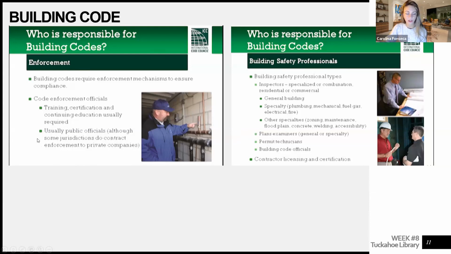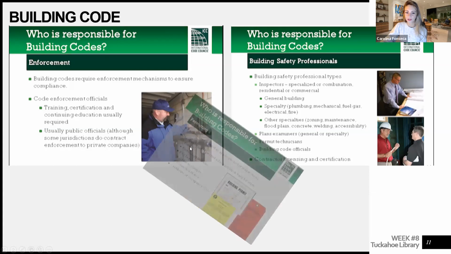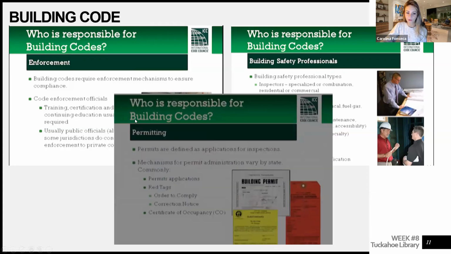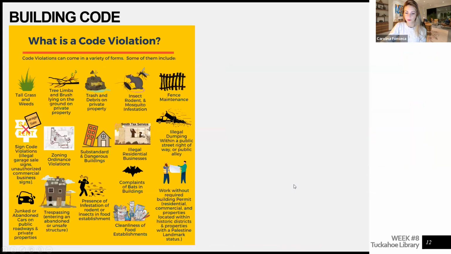If you're watching us from different states, there are different regulations. But usually the building safety professionals are the inspectors, the plan examiners, the permit technicians, the building code officials, and also contractor license and certification. Who is responsible for it? All these permits, if you've ever done any renovation in your business or your home, you probably had to hang that or something similar on your window or someplace visible. And if something is done wrong, usually you have what is called a code violation.